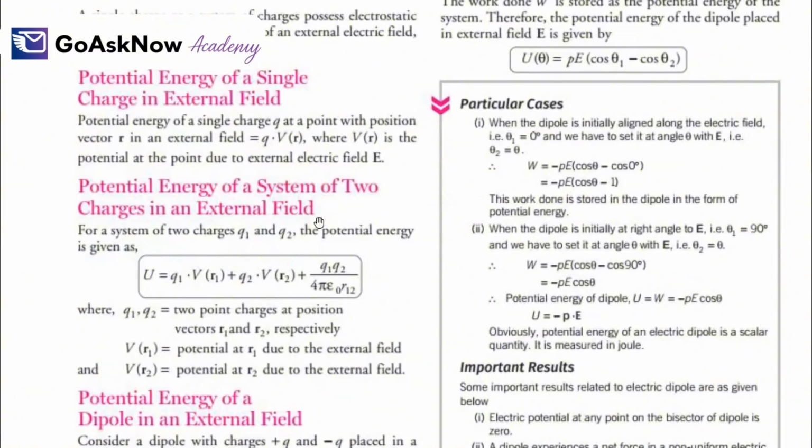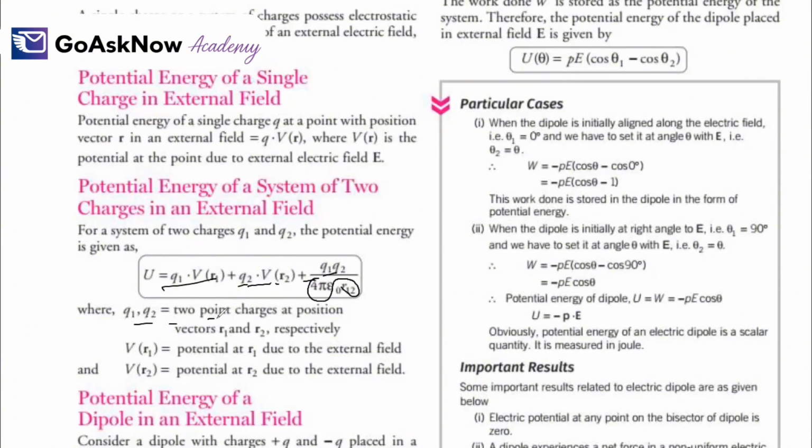For a system of two charges, Q1 and Q2, the potential energy is given as Q1 dot V(R1) plus Q2 dot V(R2) plus Q1 Q2 by 4 pi epsilon naught into R12. That was like the potential energy due to two point charges.